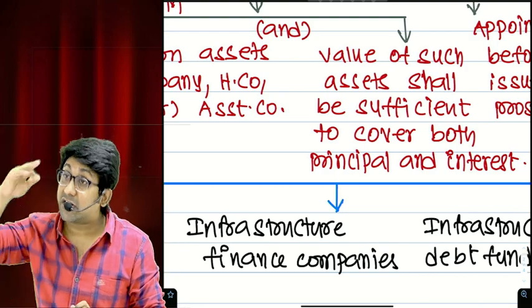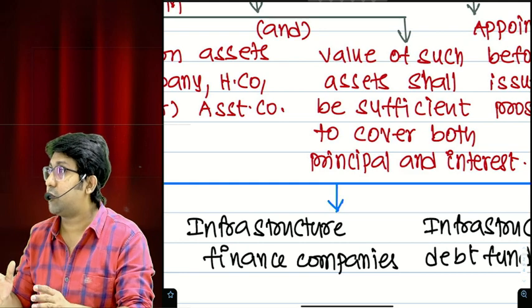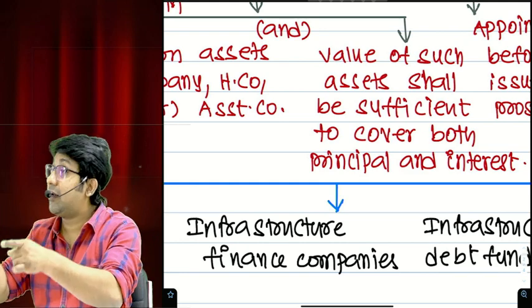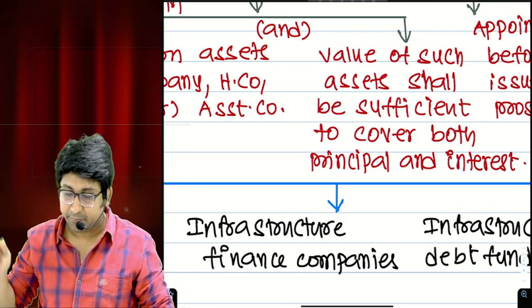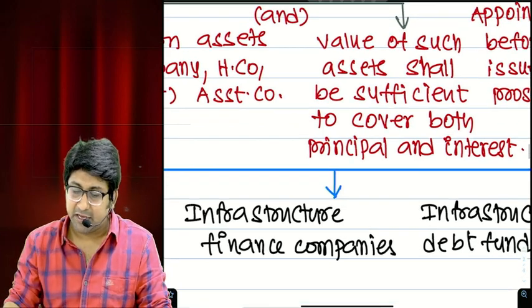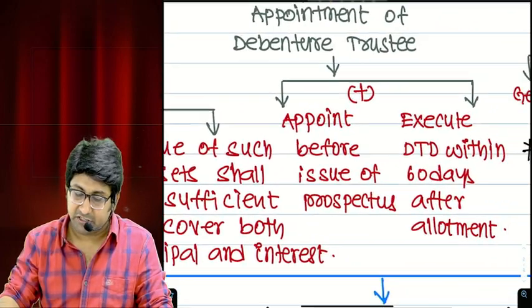Such that your interest also will be covered by that. That means the security of the assets should be sufficient to cover both principal as well as interest. Value of such assets shall be sufficient to cover both principal and interest.